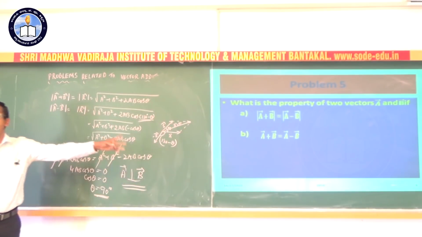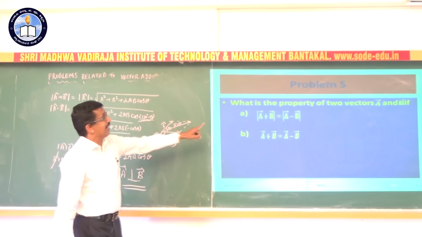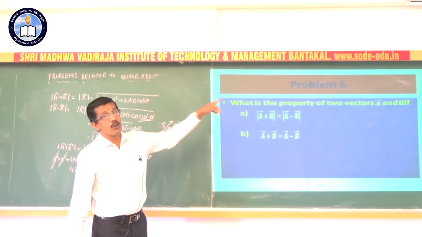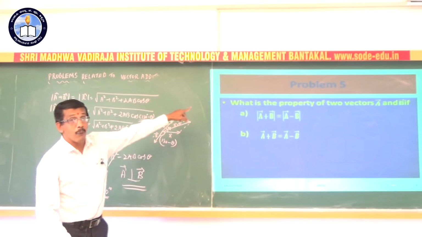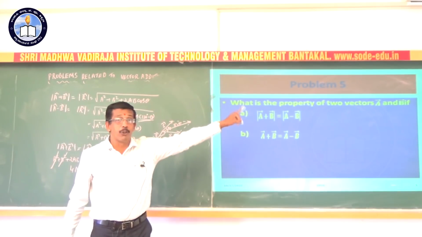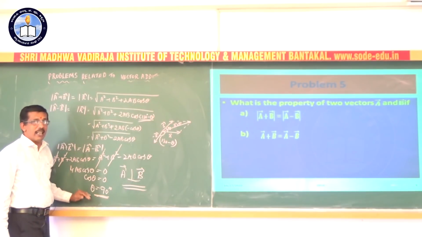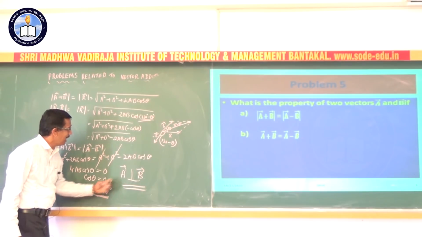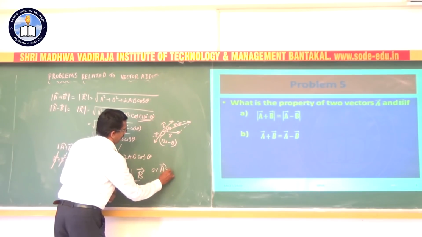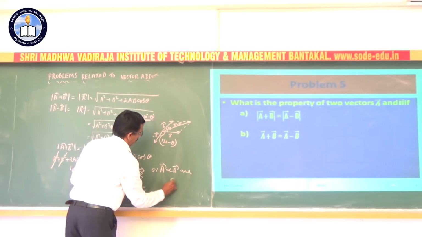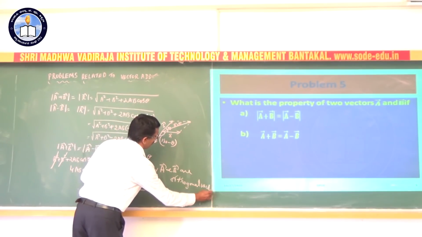If two vectors are orthogonal, then the magnitude of their sum is equal to the magnitude of their difference. What they want is the property of two vectors A and B. We decided the property by seeing the angle between them. Theta 90 degree implies A is perpendicular to B, or A and B are orthogonal vectors. This is the answer for the first part.